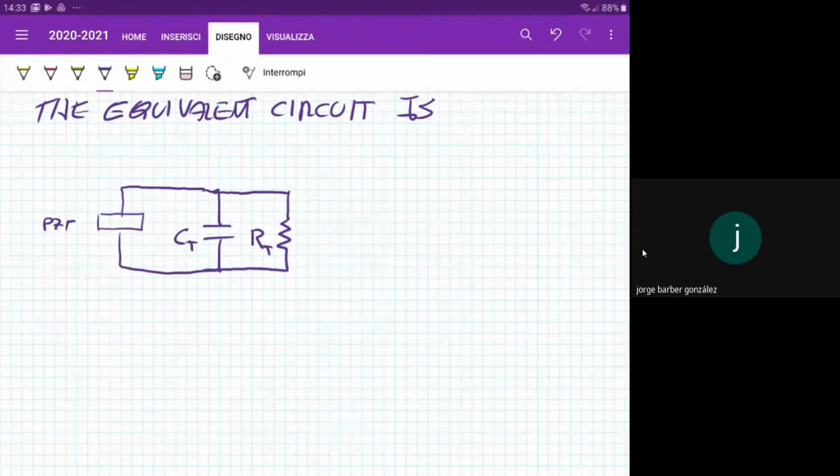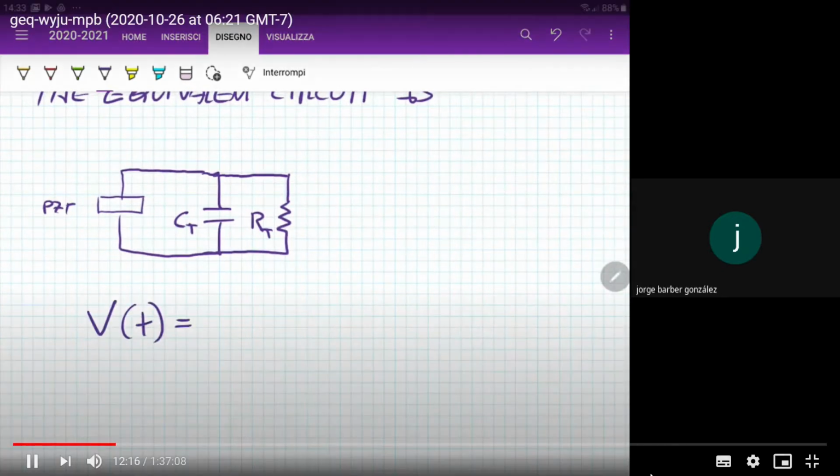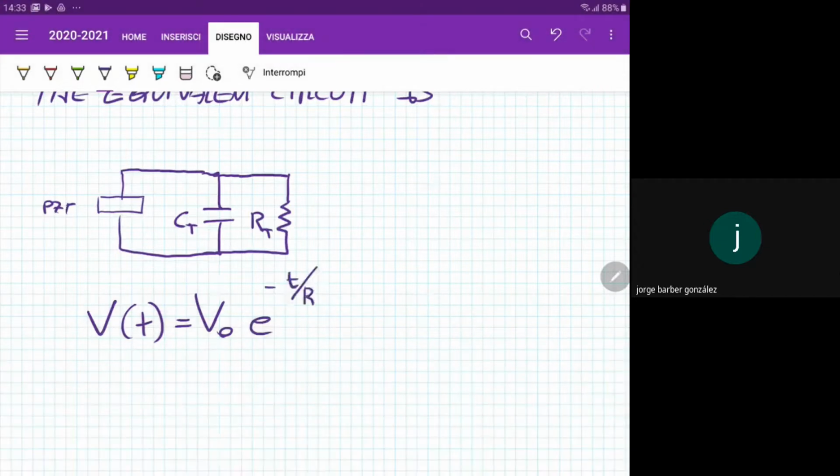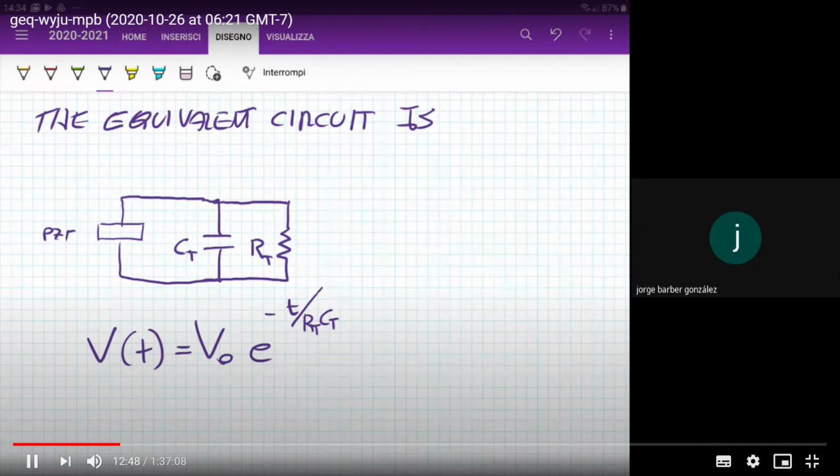If you solve this circuit, you find out that the output tension is a function of time, and it could be written as V0 times e to negative t over RT CT. That is the exponential attenuation of the voltage that could be measured. That is characteristic of a first order system. If you write the differential equation associated with this circuit, you find out that you have a first order differential equation, and that is a typical solution.